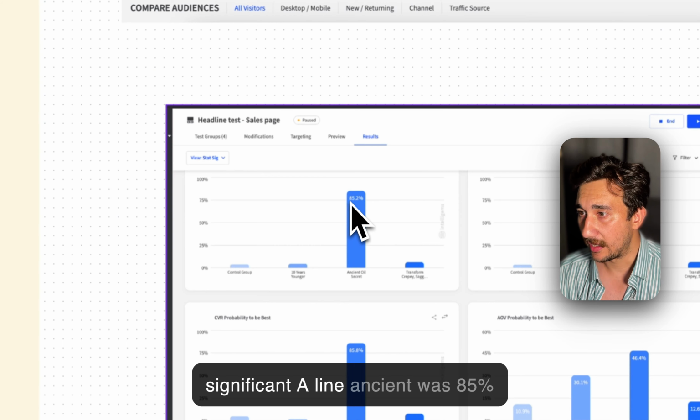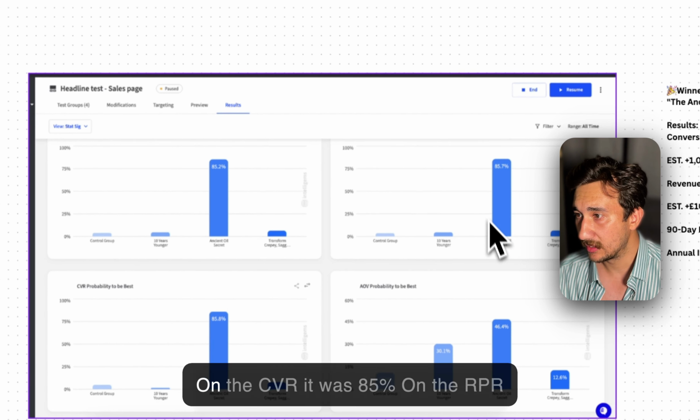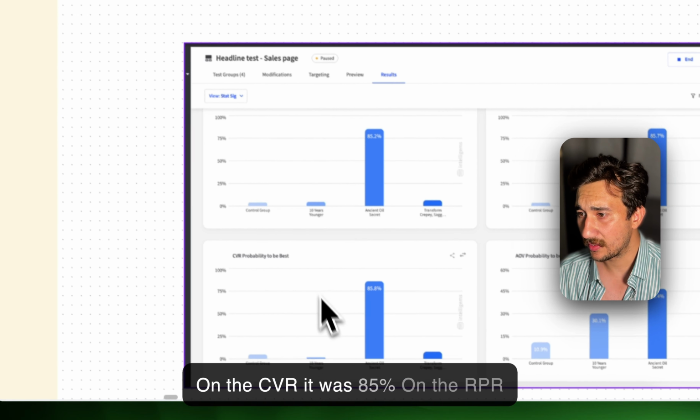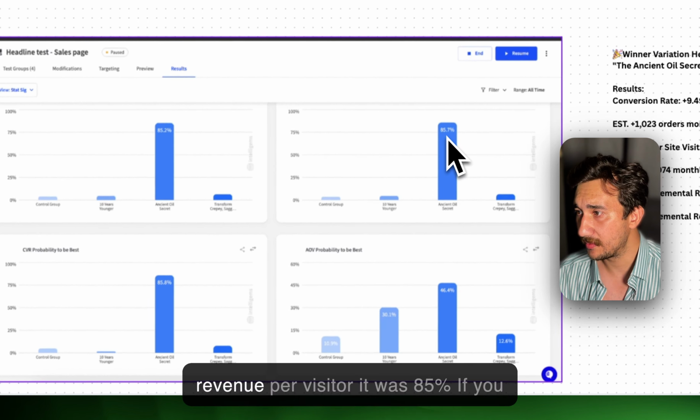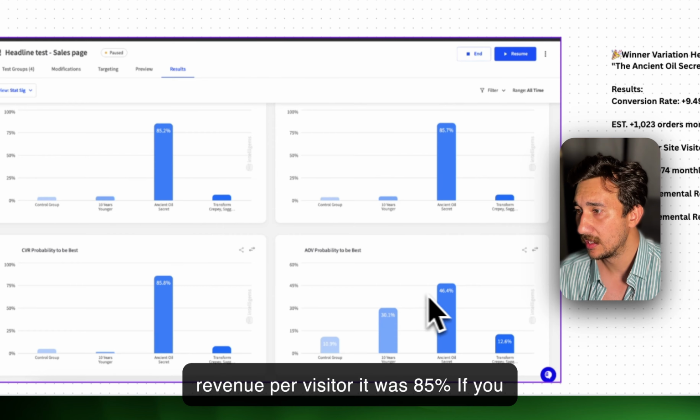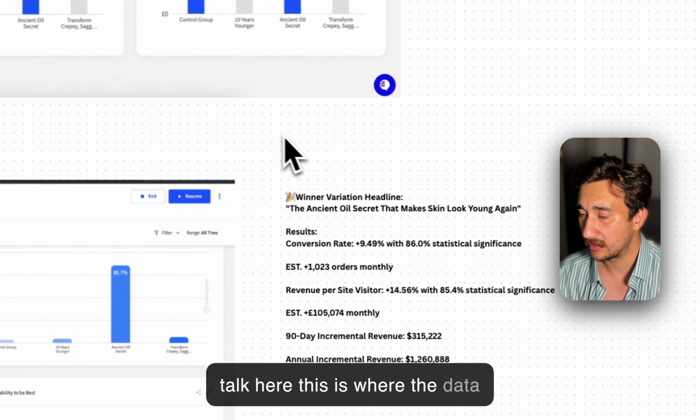Statistical significance on the headline variation was 85% on the CVR. On the RPV, or revenue per visitor, it was 85%. If you look here, this is where the data is.